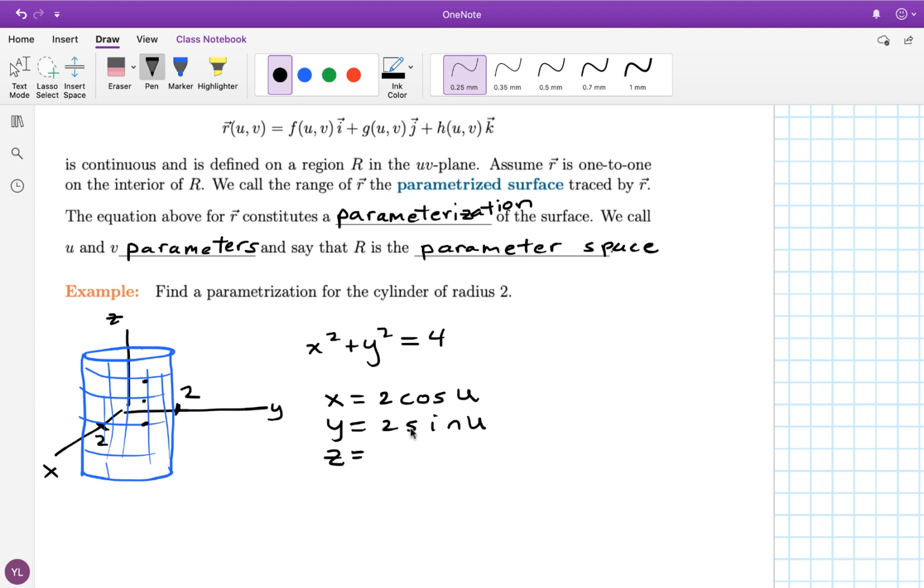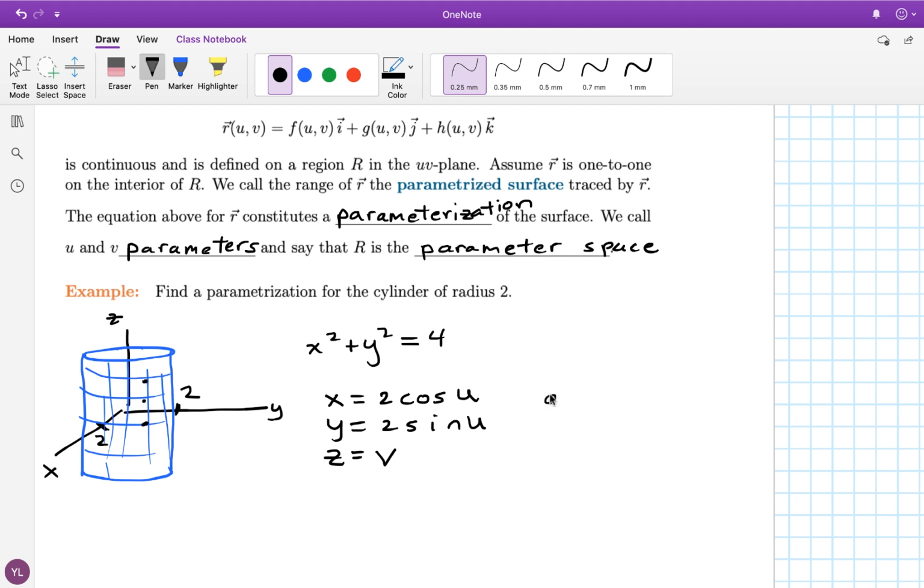So for every selection of u that gives you an x and y pair, z is going to vary however it wants. Again, z is free in this equation. So I'm actually going to let z be its own complete value. I don't want z to actually depend on u, because u is going to determine a particular place along the circle, and then z is just going to take on every single real number value above and below that. So this is a way to get that cylinder parameterized.